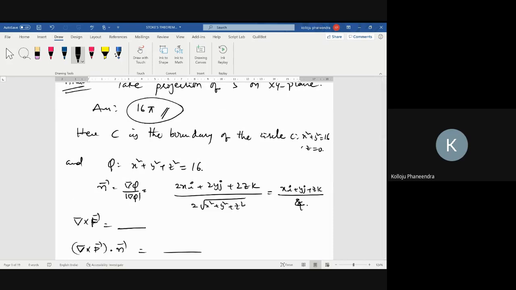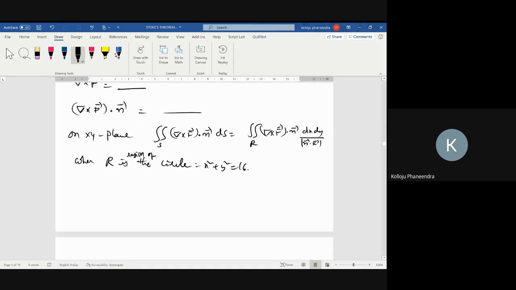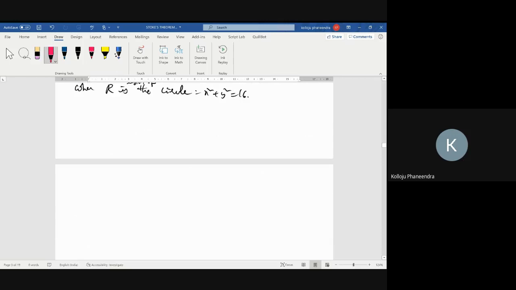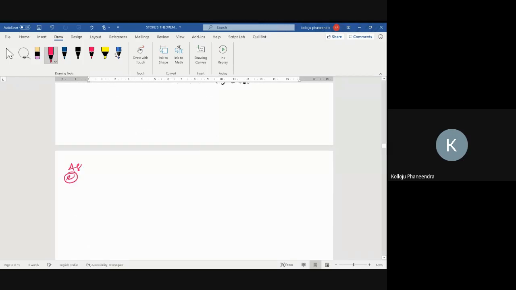Only 2 problems are there. Okay. Let me check. You also try this. This is also an assignment. Verify Stokes theorem.